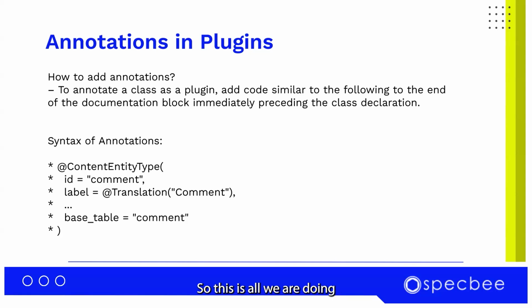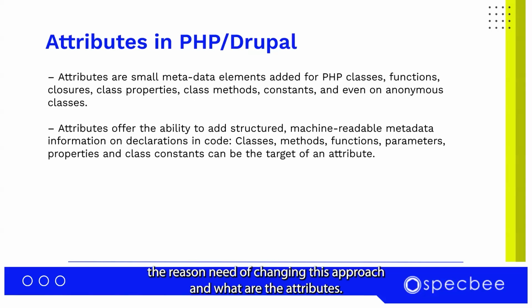This is what we have been doing since the Drupal 8 launch. Before Drupal 8, we did not have any annotations in Drupal, but generally we have been following this pattern for defining any block or any other sort of plugin. Because of this, there is a need to change this approach, so let's look at what attributes are.